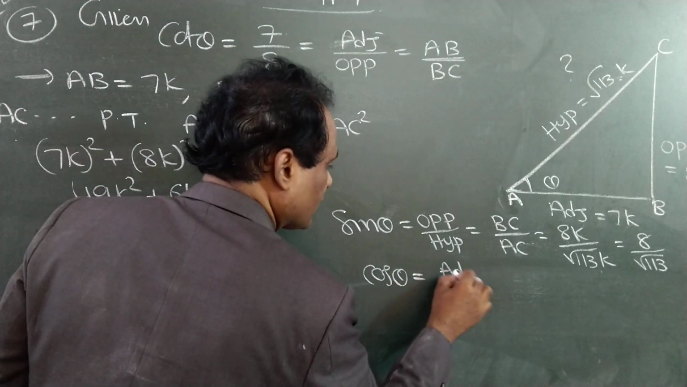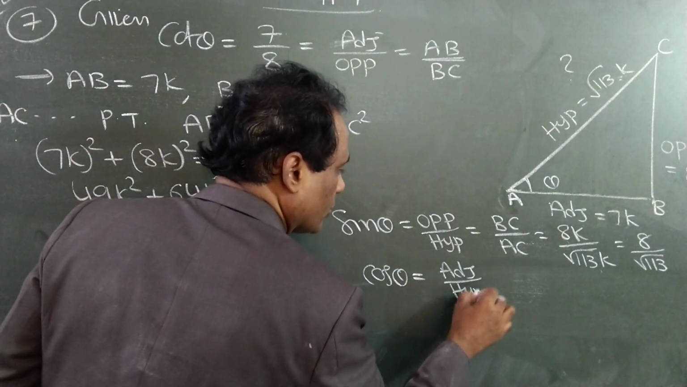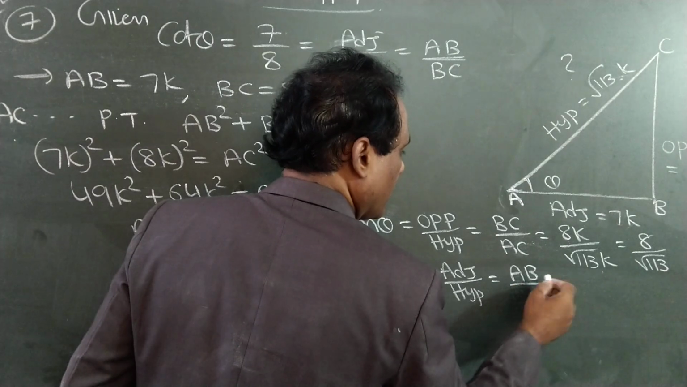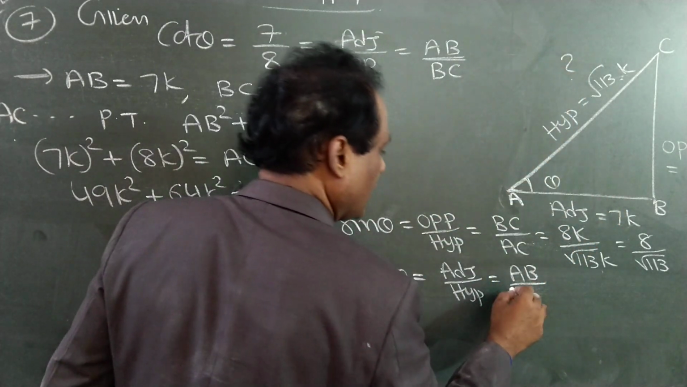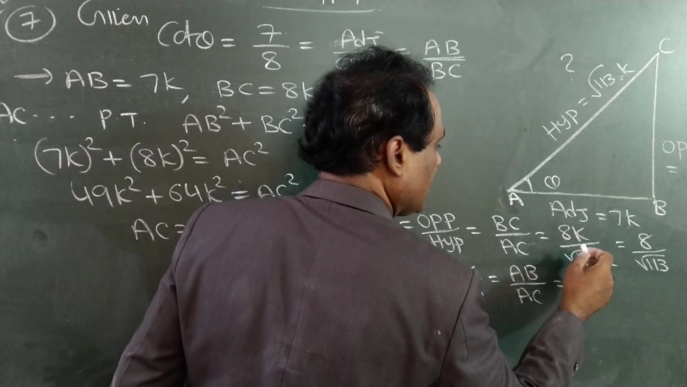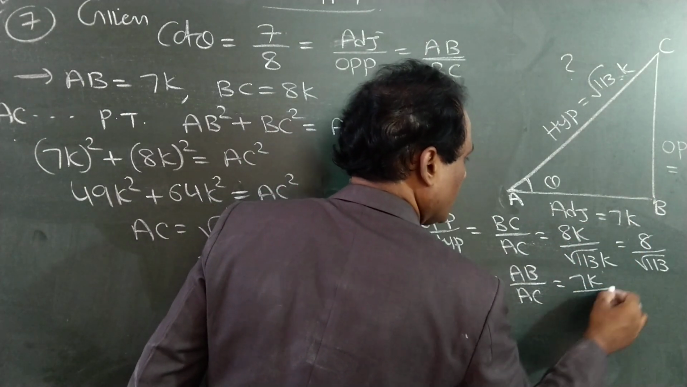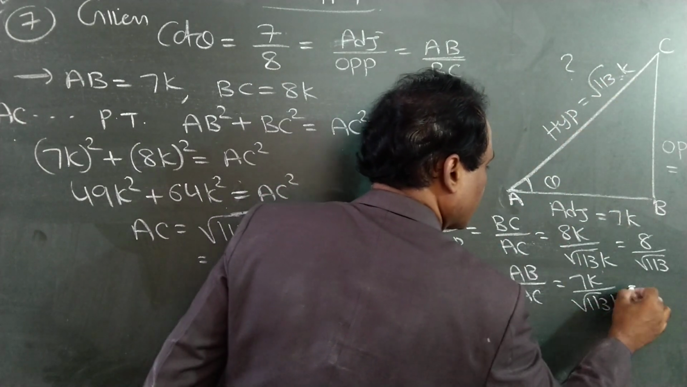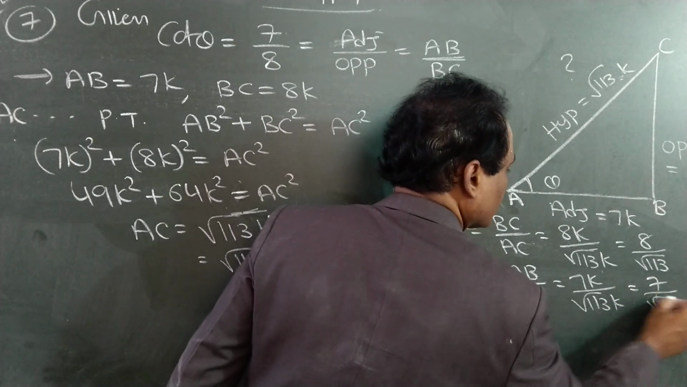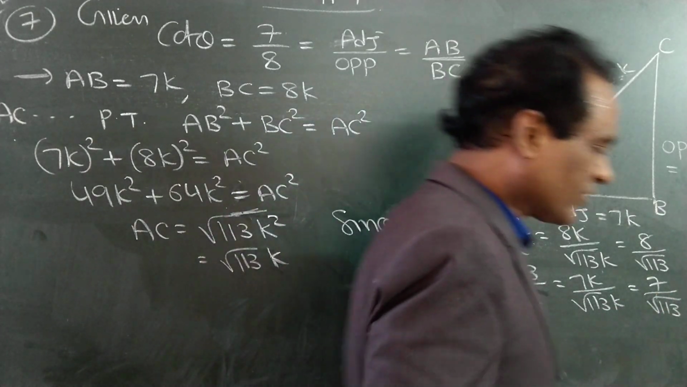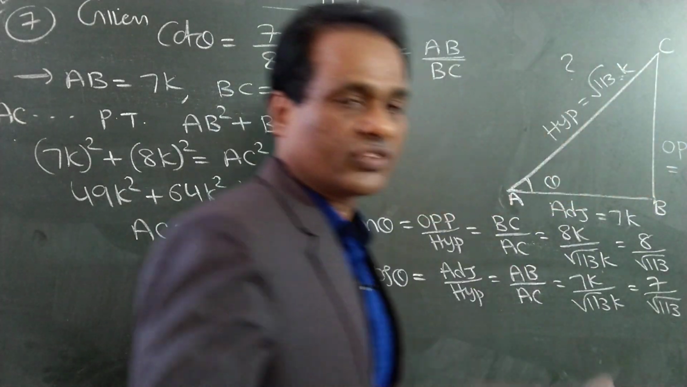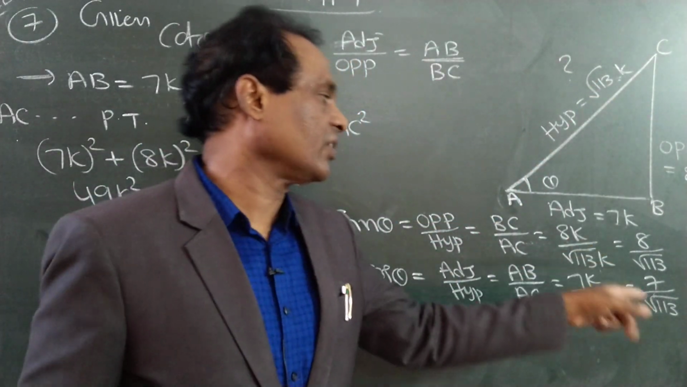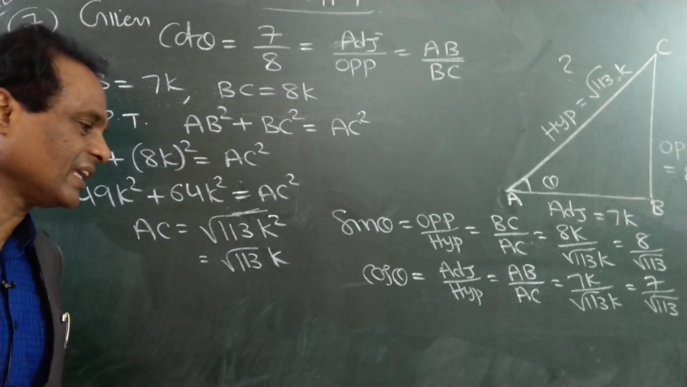Find cos theta. The cos theta definition is adjacent by hypotenuse. Adjacent is AB, hypotenuse is AC. AB is 7k by AC is root 113 k. K cancels, 7 by root 113. Write down up to here and substitute these values in the required question. Wherever sin is there, you substitute 8 by root 113, and where cos is there, 7 by root 113, and try to get the answer.